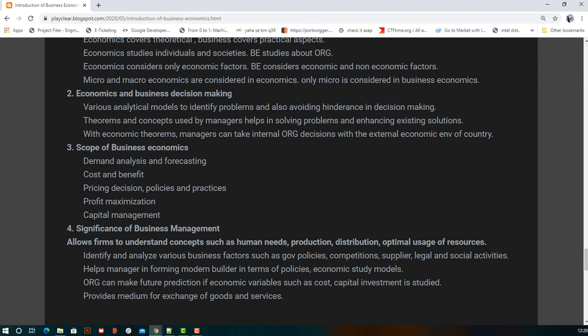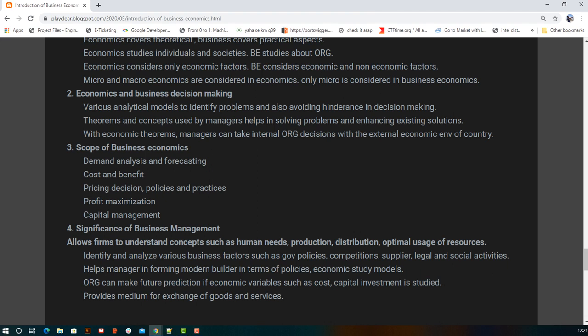Next we have the significance of business economics. Business economics has all the new concepts and theorems, and we try to benefit in the previously studied five factors. Compared to the economics sections, which were less close to reality, it helps us identify and analyze various business factors such as government policies, competition, and legal and social activities. It helps the manager form new policies and economic study models which are close to what is happening in the competition, the environment, or with the employees.